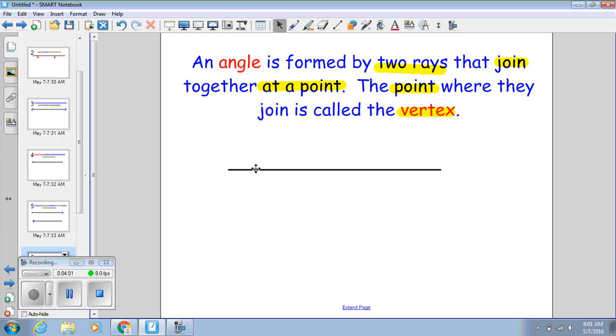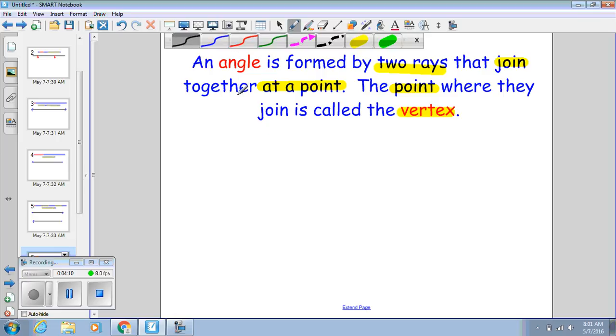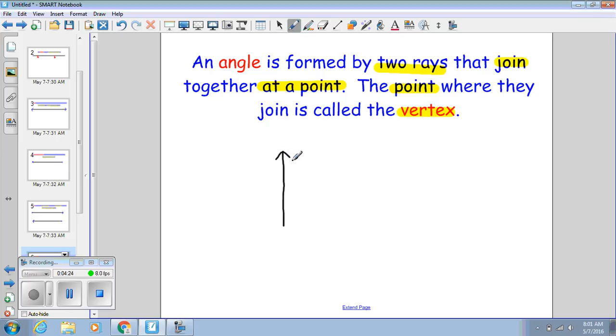So I already have a line here. I'm going to remove this line, and I'm going to use my pen tool to draw an angle. If I'm going to draw a ray, I'm going to remember that a ray is a line that has an arrow on one end to show it's endless on that end, and it's going to have an end point on this end. My definition says that an angle is formed by two rays. So let me go ahead and draw another ray. I'm joining them together at an end point.